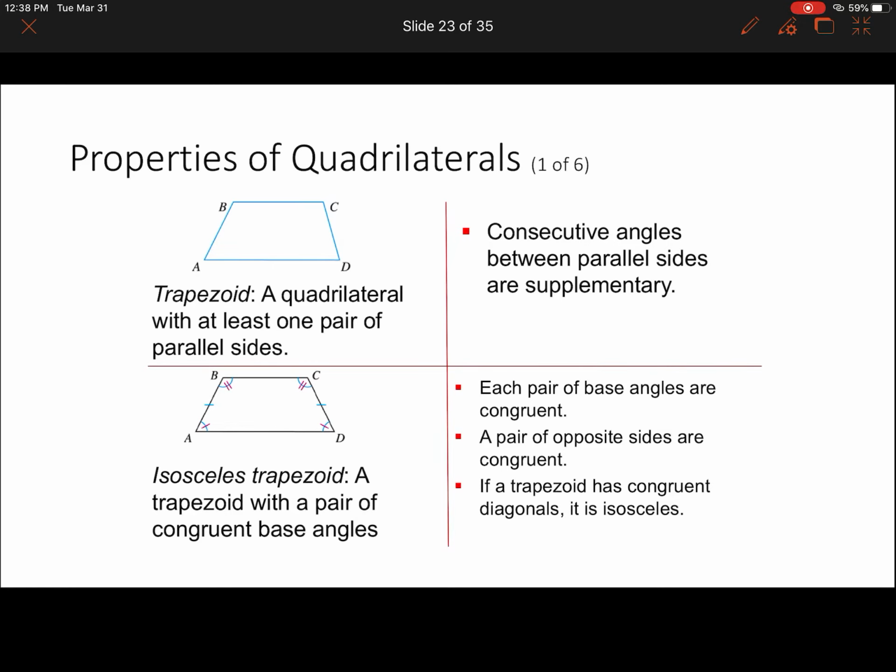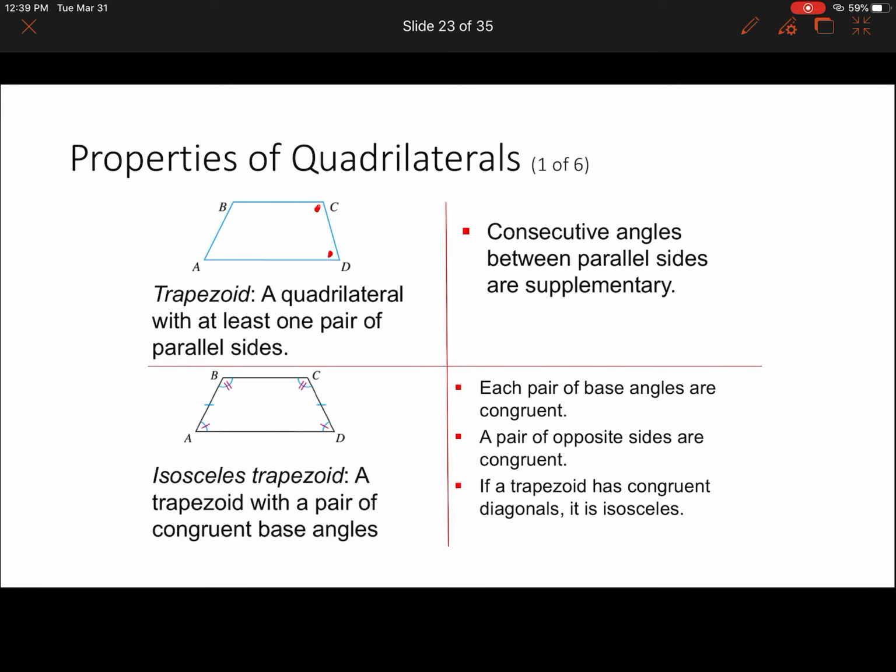The first type of quadrilateral that we're going to talk about is a trapezoid. Remember, this is a quadrilateral that has at least one pair of parallel sides. Now, it might have more, but it has at least one pair. And when we have a set of parallel sides, consecutive angles, for example, here and here, those angles are supplementary. So two consecutive angles between parallel sides are supplementary. Remember, supplementary means they add to be 180 degrees.